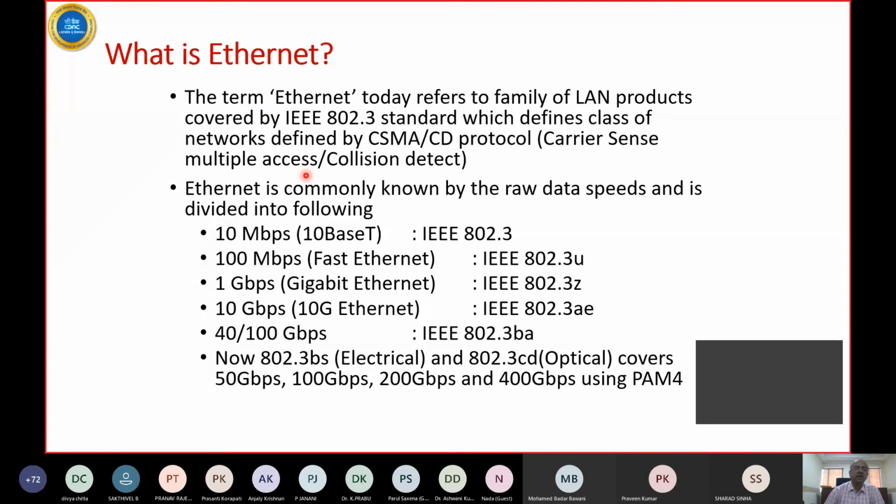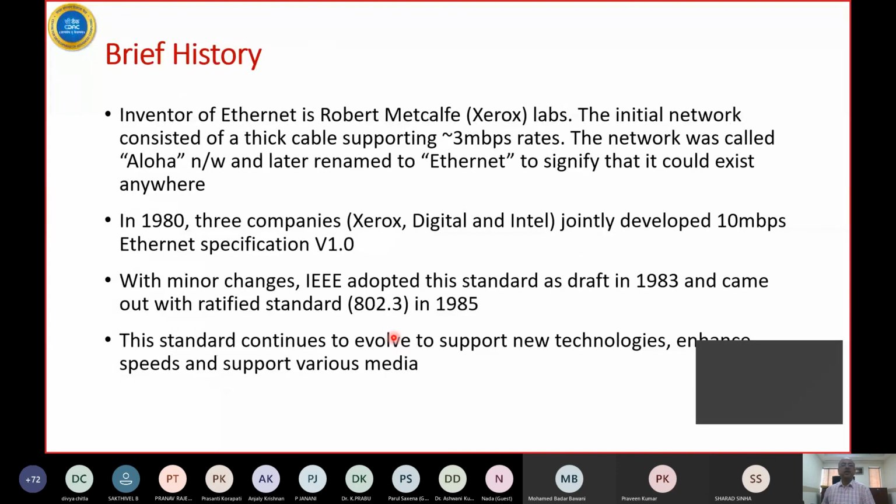Again, I will not get into details, but if you notice here, 10 became 100 over a period of time, and today you have a standard defined for 400 gigabits per second. That's quite a huge leap when you started with 10 Mbps in the early 70s. But that is the good thing about Ethernet, that it is evolving and it is backward compatible.